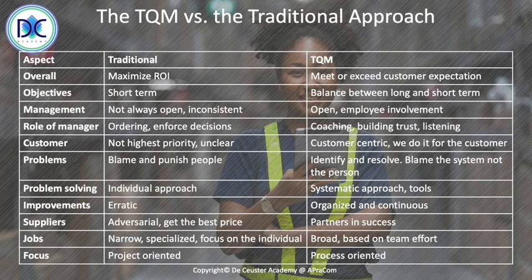Traditionally, problems are blamed on the people and the people are punished. In a TQM approach, we identify and resolve. We blame the system and not the person. When we look at jobs, for example, traditional, we look at narrow, specialized focus on the individual. When we look at the TQM, we look at broad, based on team effort. So you can read all these different elements in this table.